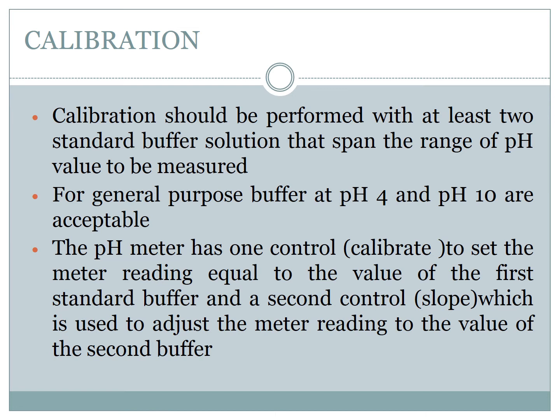The pH meter has one control to set the meter reading equal to the value of the first standard buffer, and the second control, the slope, which is used to adjust the meter reading to the value of the second buffer. Fine. You can see on this slide I have clearly mentioned that for calibration of any instrument we can take two buffer tablet solutions. One is pH 4, the other is pH 10.